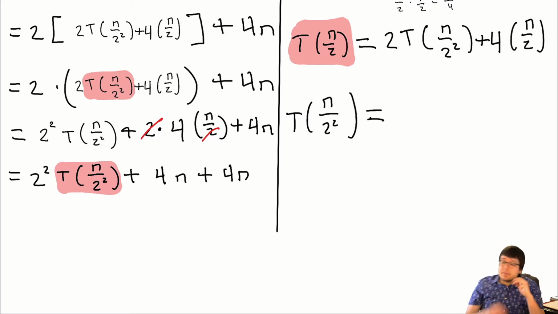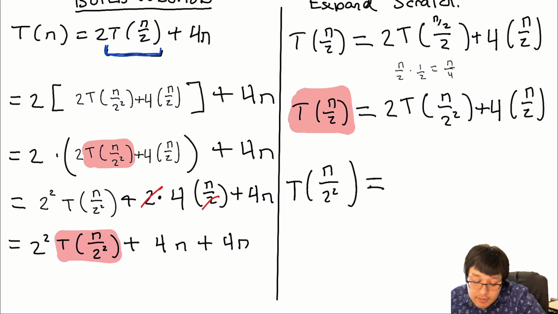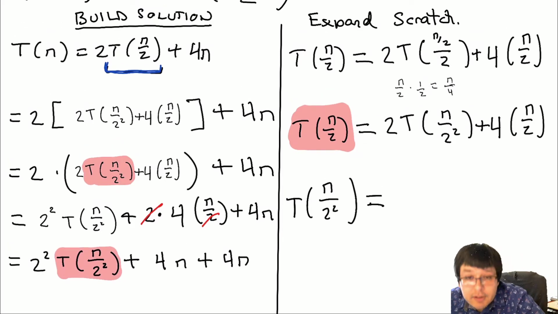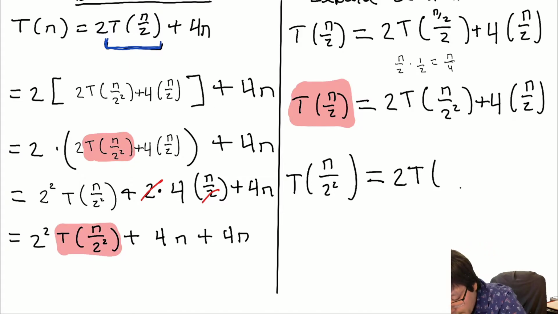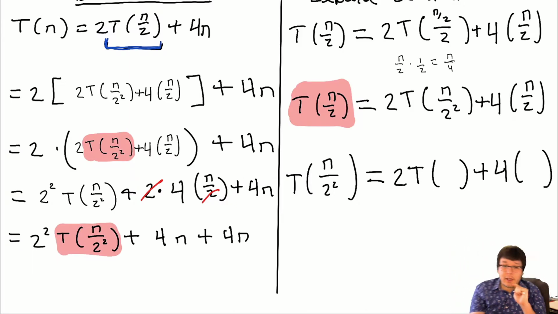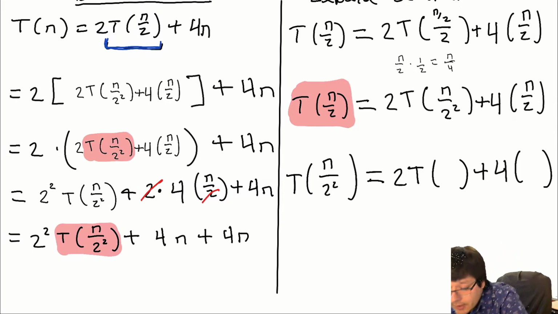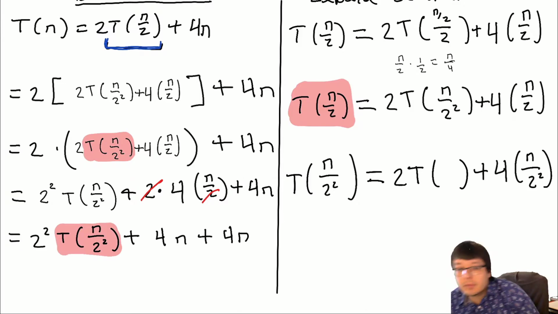How do I do that? I look at my original recurrence relation. My original recurrence relation is just basically 2T(n/2) + 4n. So 2T(n/2) + 4n. Okay, except n here is now n divided by 4, right? So in this case, this is now going to be 2 squared, which is basically what this term is here.